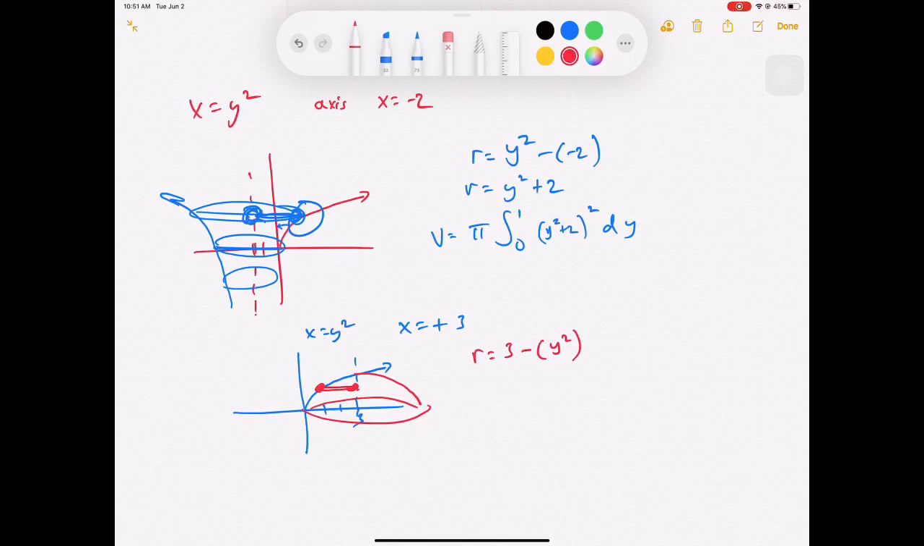Right minus left. So these are both x values, just FYI. That's an x value, that's an x value. X equals y squared. These are both x values. And when I subtract the x values, that gives me my radius in between. So that sets up the integral.